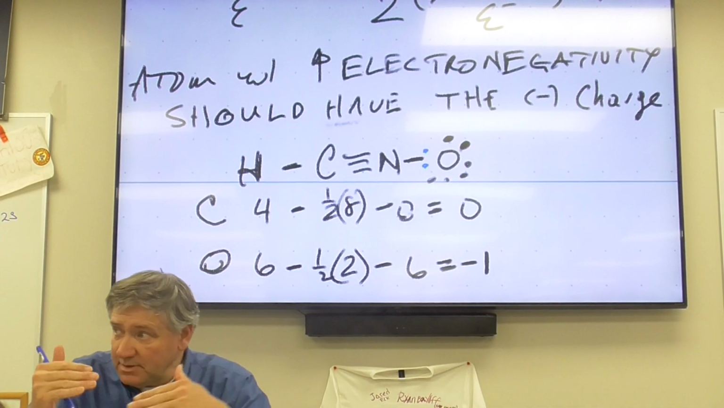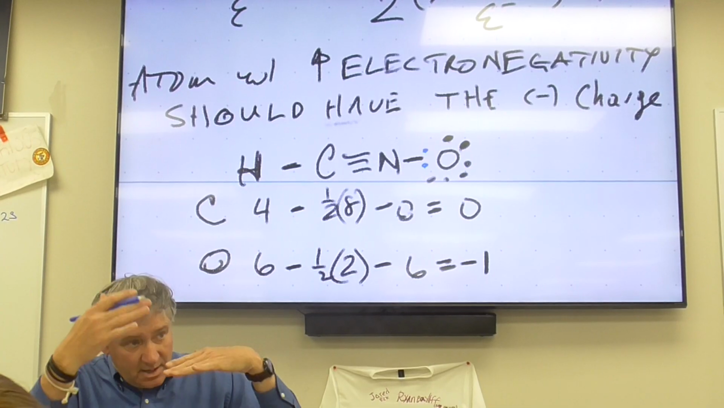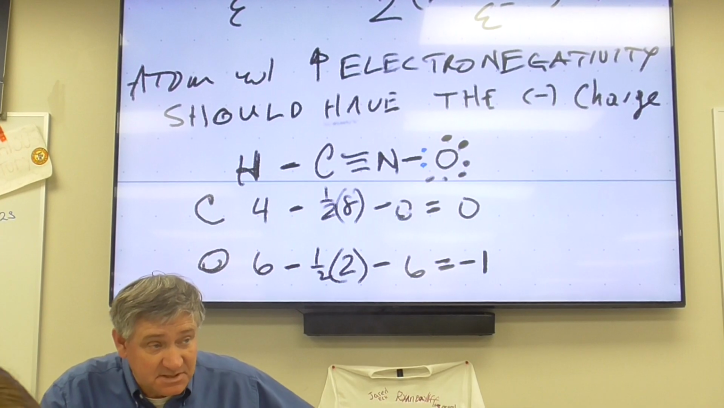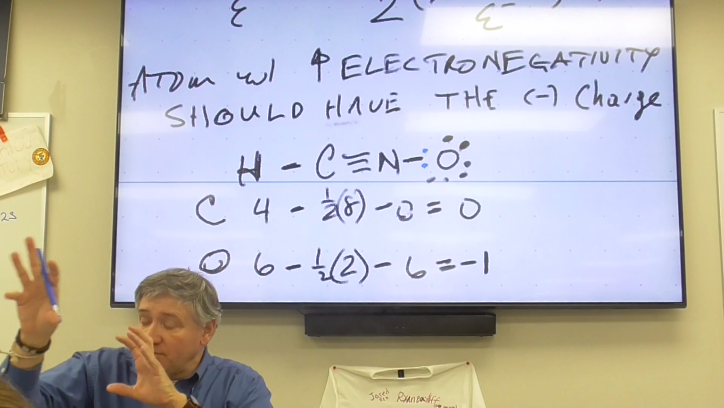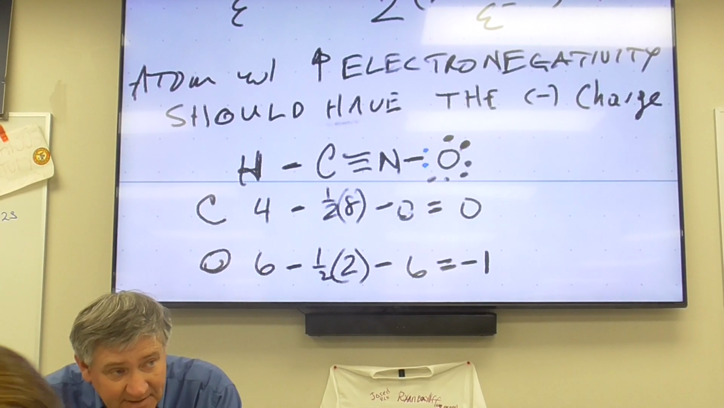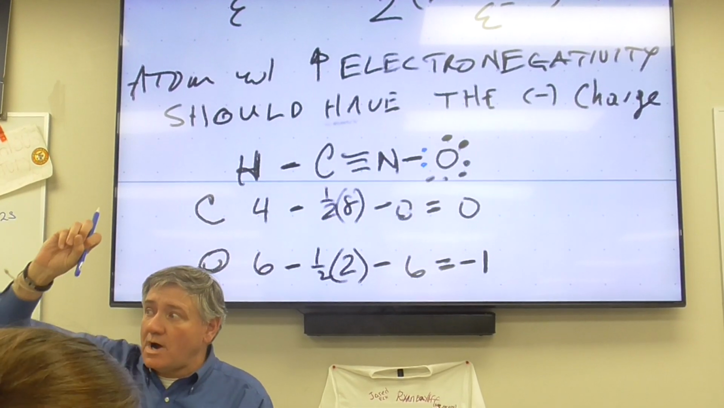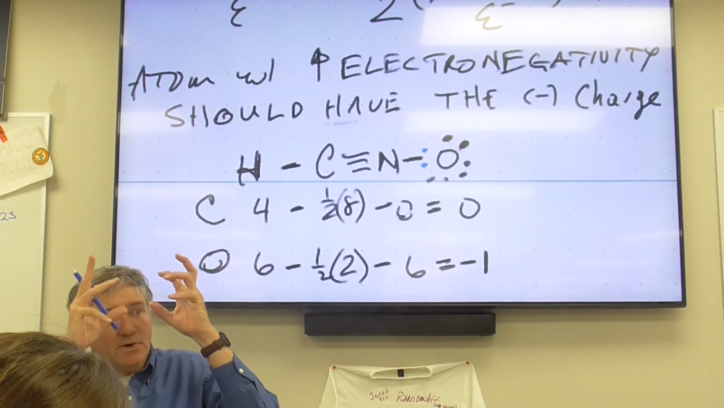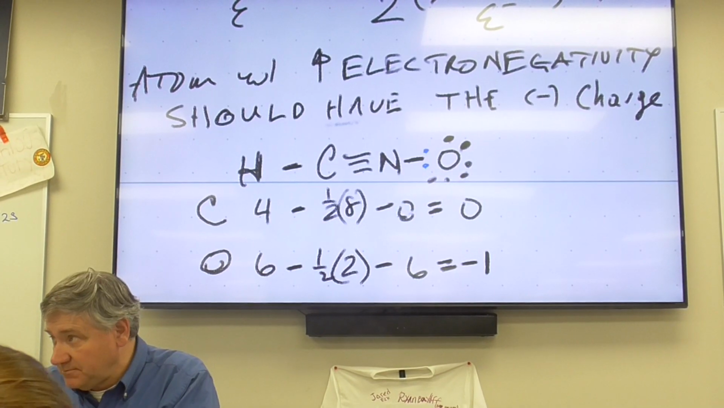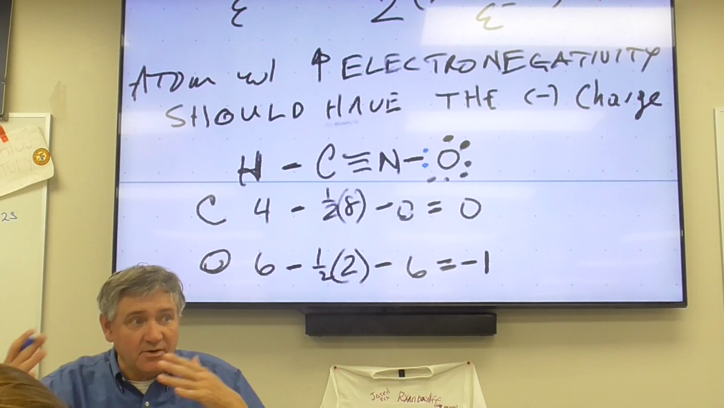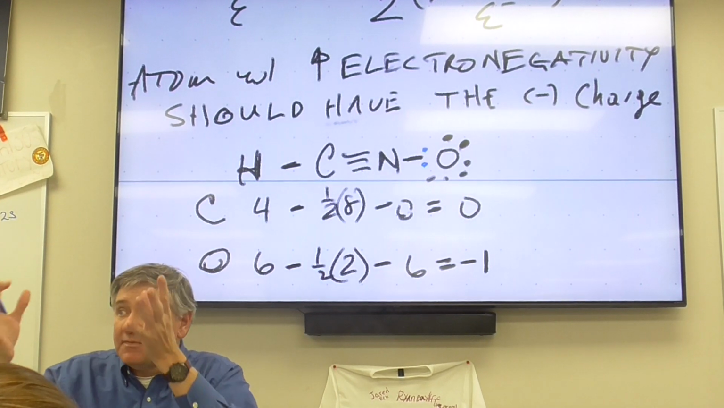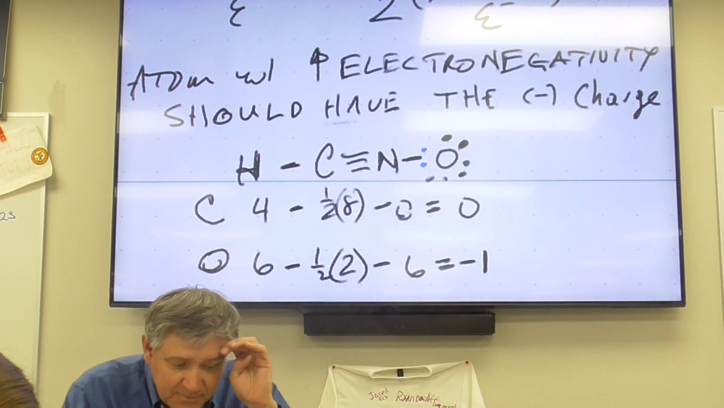So when you're comparing these structures, and you'll see the math in just a second, the structure that's going to be most likely to happen is the one where oxygen has the more negative formal charge. Okay? So it's just like, what can we compare these to? This is the method. All right.